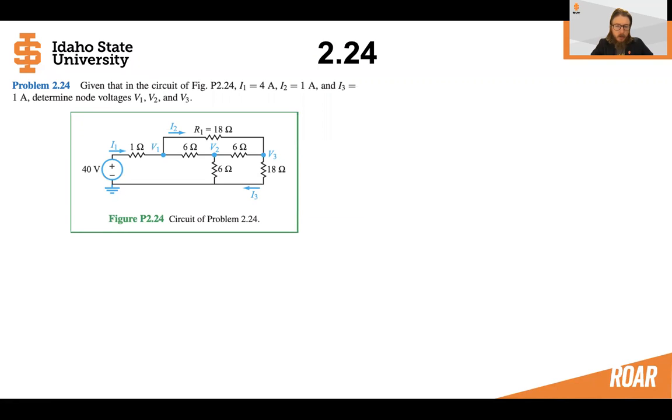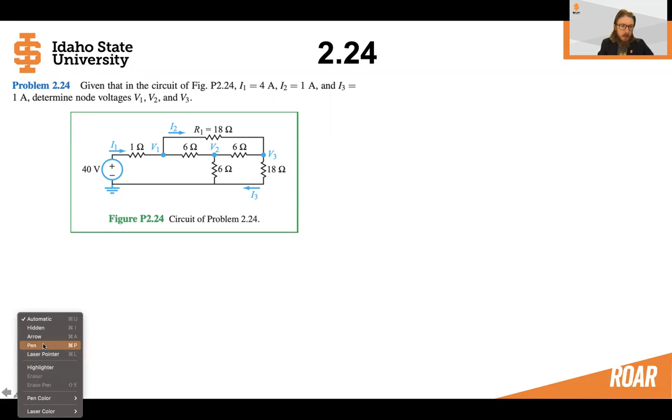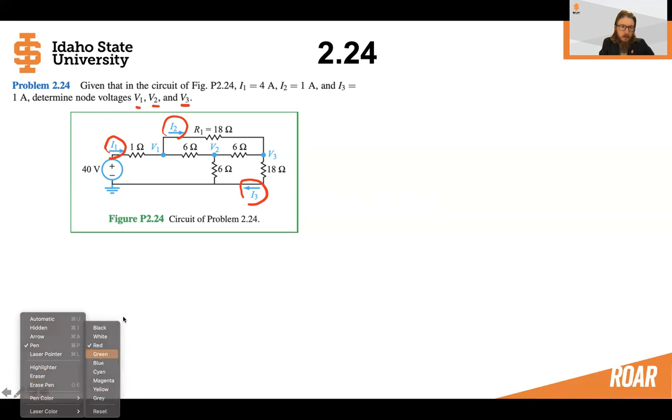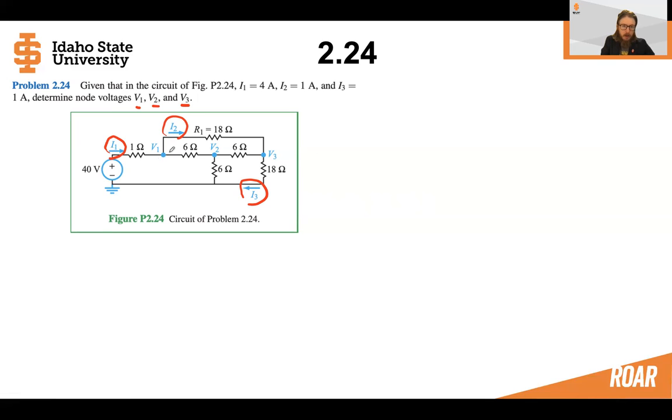We know three different currents, and you can see that those currents are already labeled on this, right? So this current we know. We also know this one, and we know this one. So we have three currents, and what we're asked to do is determine or find the node voltages V1, V2, and V3. These node voltages have already been defined on the circuit right here. So this is node voltage 1, node voltage 2, and node voltage 3.